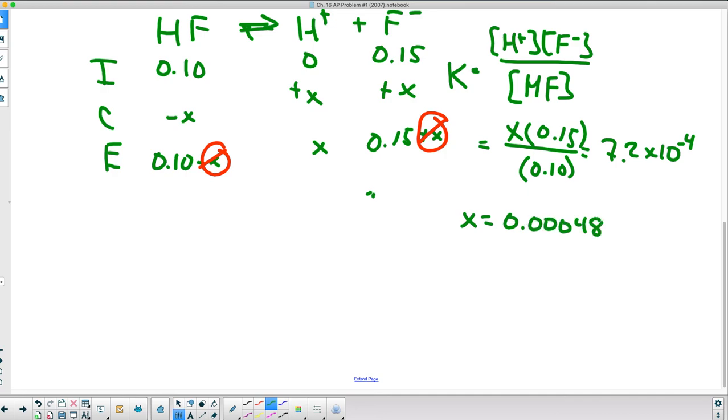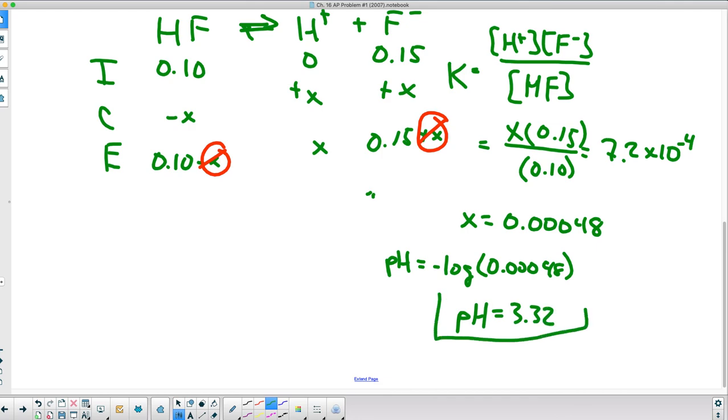0.00048. It's asking for the pH, so pH is equal to the negative log of 0.00048. So I hit the log and hit the plus minus, and I got my pH is equal to 3.32. There's my answer. Excellent. Thanks for paying attention.